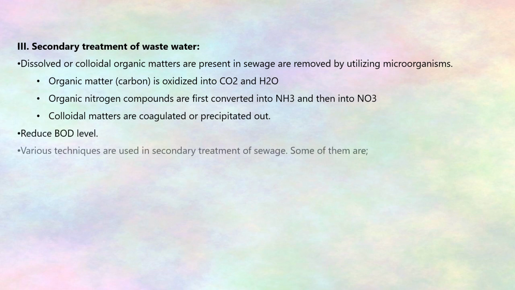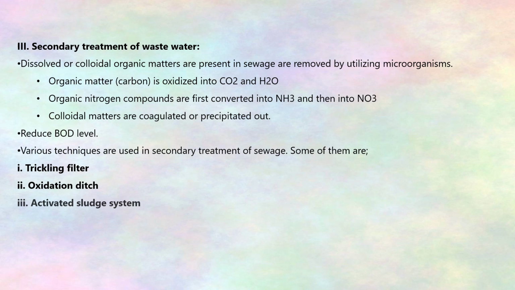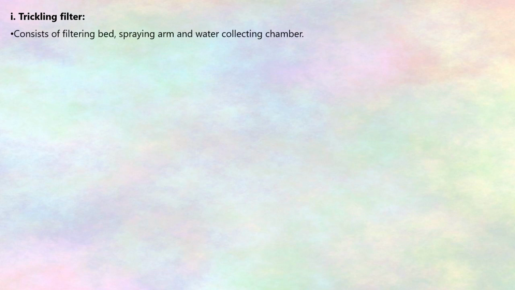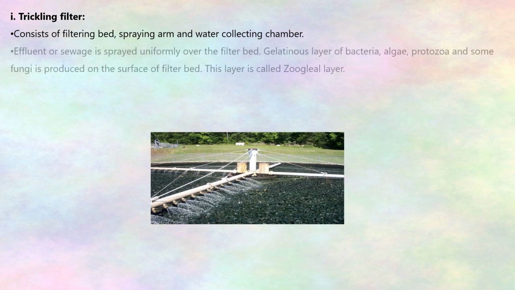Various techniques are used in secondary treatment of sewage. Some of them are trickling filter, oxidation ditch, activated sludge system, and septic tank. Trickling filter. A trickling filter consists of a filtering bed, spraying arm, and water collecting chamber. The filtering bed consists of well-graded gravel or broken stone of size 40 to 150 mm in diameter. Effluent from the primary treatment tank is sprayed uniformly over the filter bed.